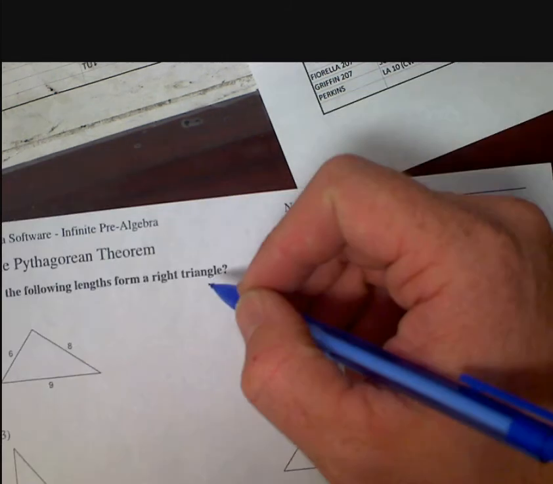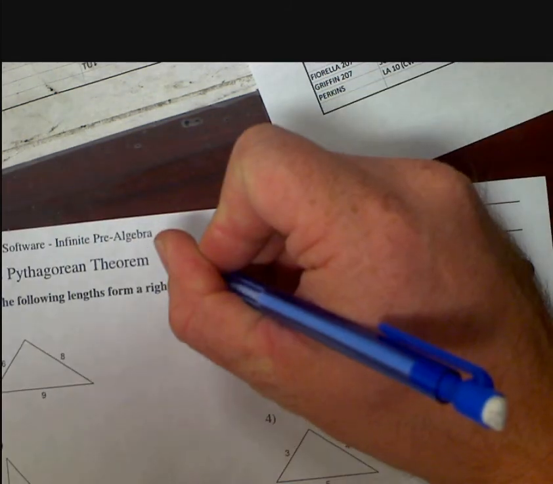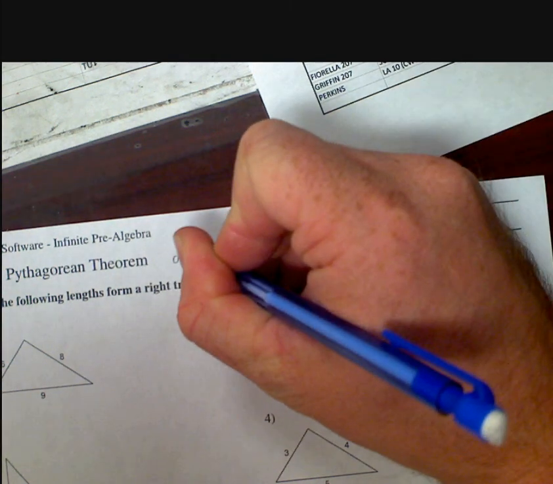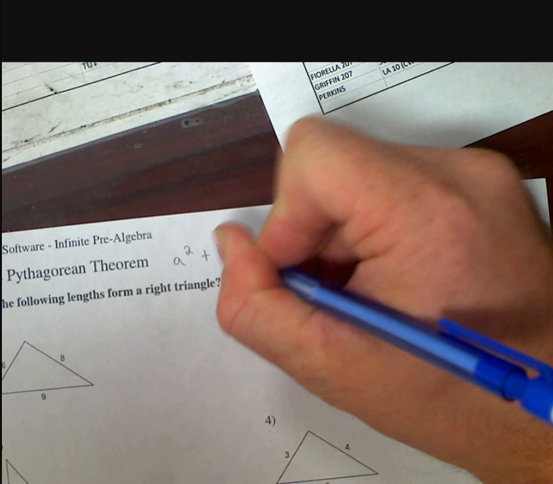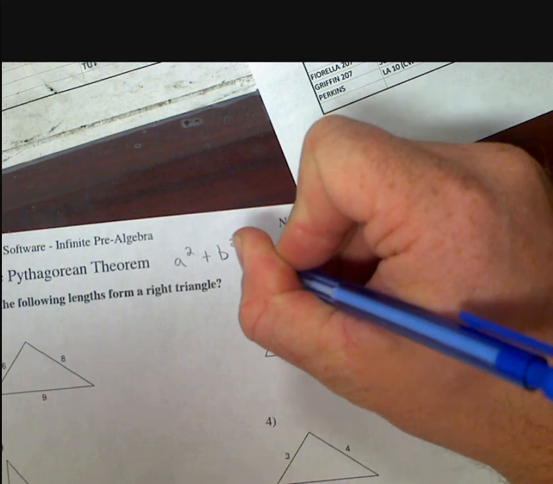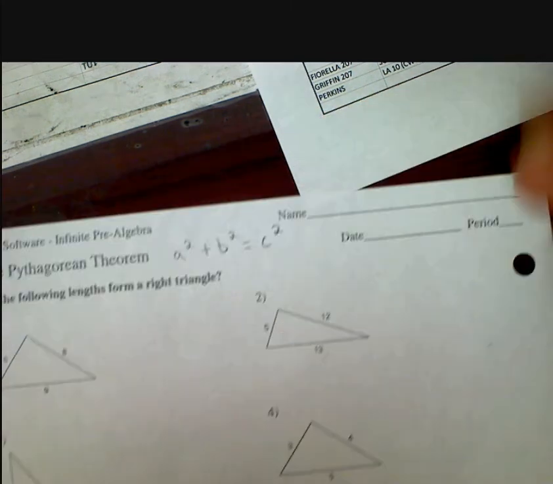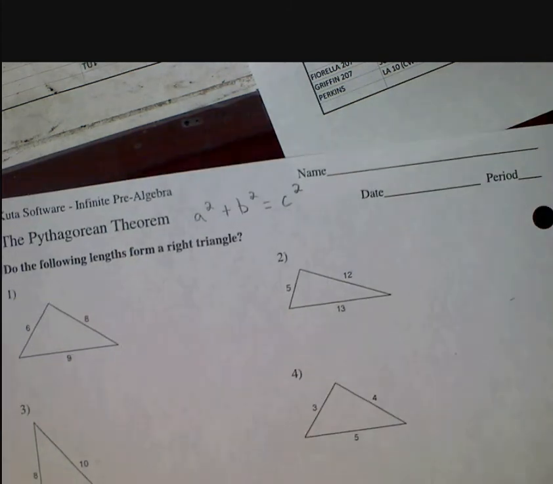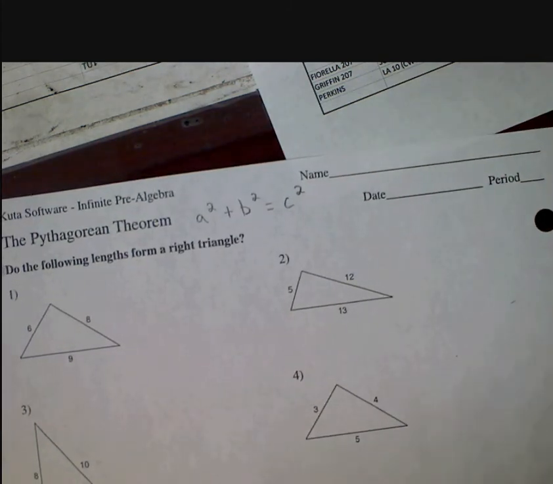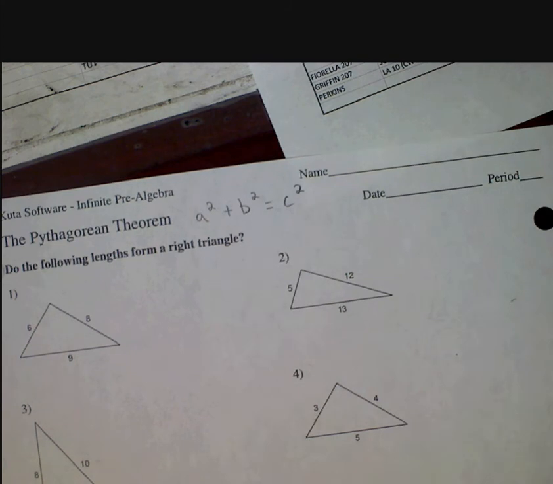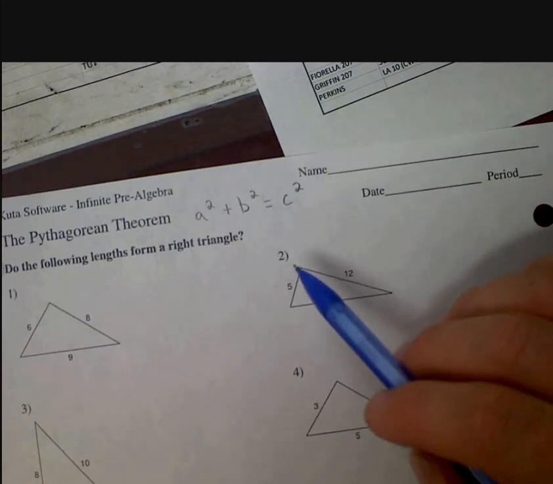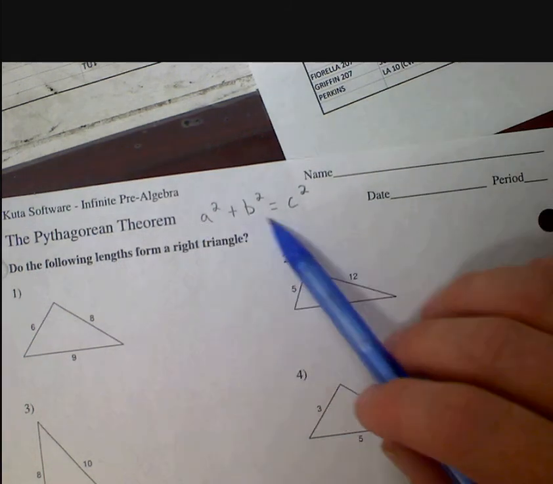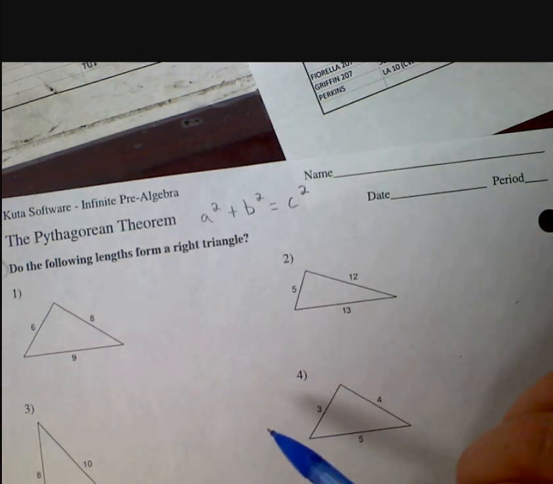And the Pythagorean Theorem states that I will have a squared plus b squared that will equal c squared. A squared plus b squared equals c squared. And it has to deal with right triangles. So in order for this to work, we have to have a right triangle.